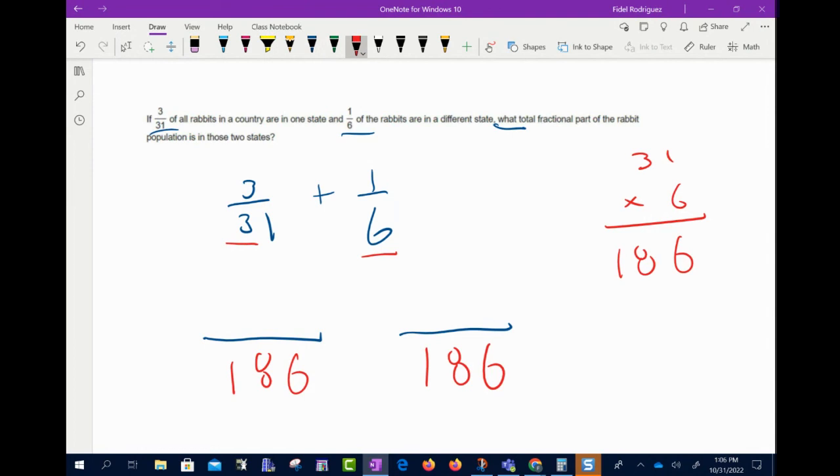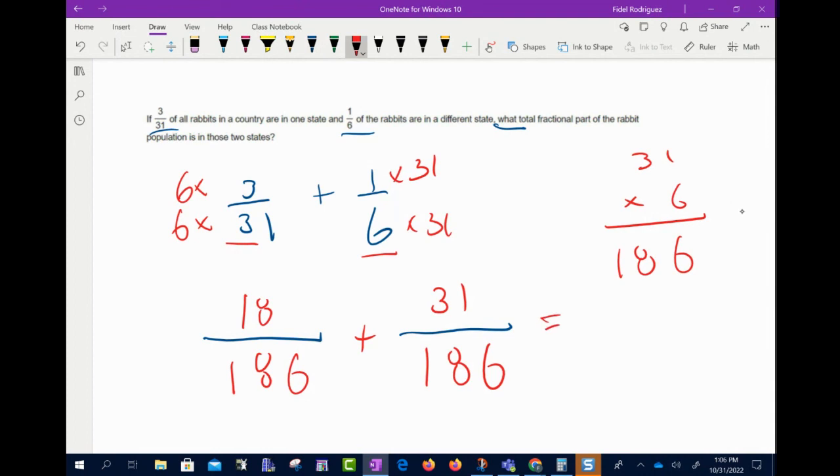And then we're going to just play the same game. We're going to say, look, what did we multiply 31 by to get 186? Hey, we did that by 6. So we got to do the top by 6. That's an 18, okay? And what did we multiply 6 by to get 186? Oh, we multiplied that by 31. So we got to do this by 31. So that's a 31 right there, okay?